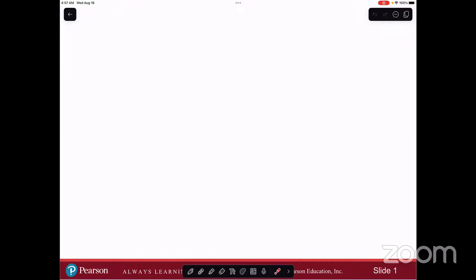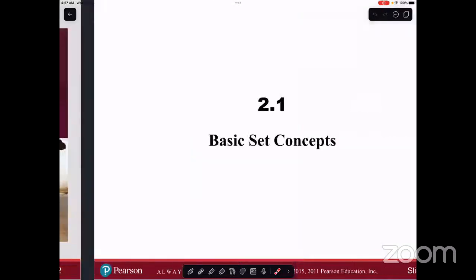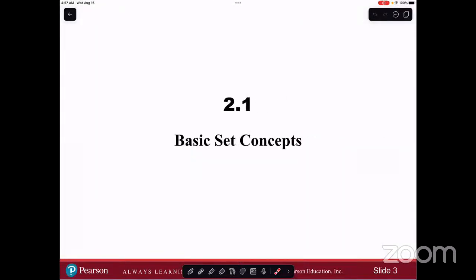So now we're gonna be moving into chapter 2 with set theory. And again, we're using this Blitzer Thinking Mathematically 7th edition. And we're going to start with section 2.1, basic set concepts.